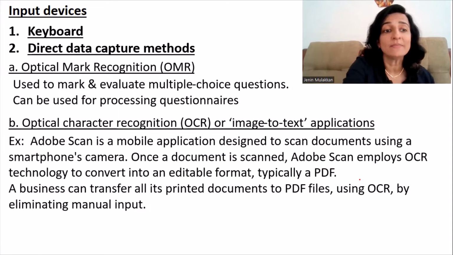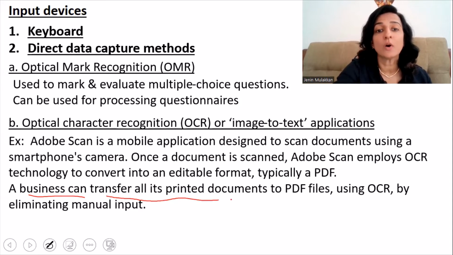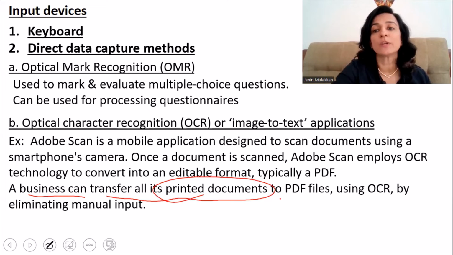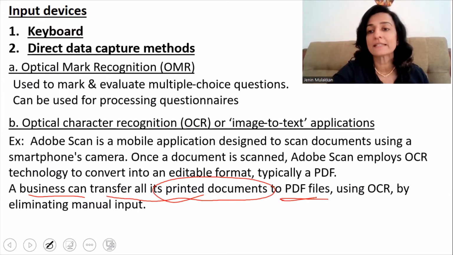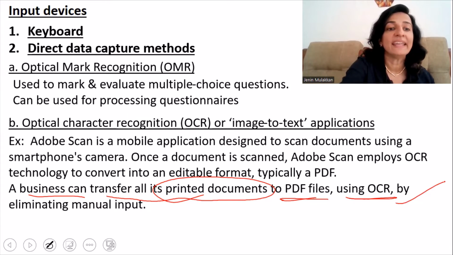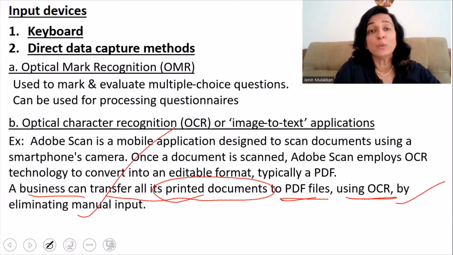Just like that, in a business, you can transfer all its printed documents to PDF files using OCR technology and thereby eliminate the manual input. Now, for business, they might have so many legal documents, and if they get a legal document and want to edit it, since it is a printed document, earlier they would have had to take the effort of manually keying in the entire legal document. But now it is very easy because of OCR technology.